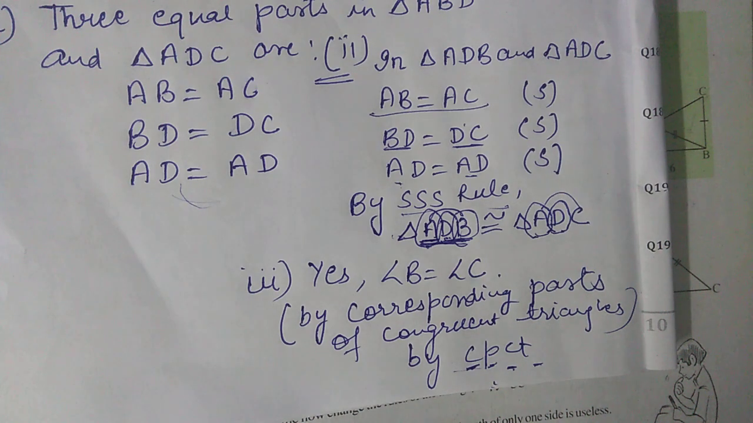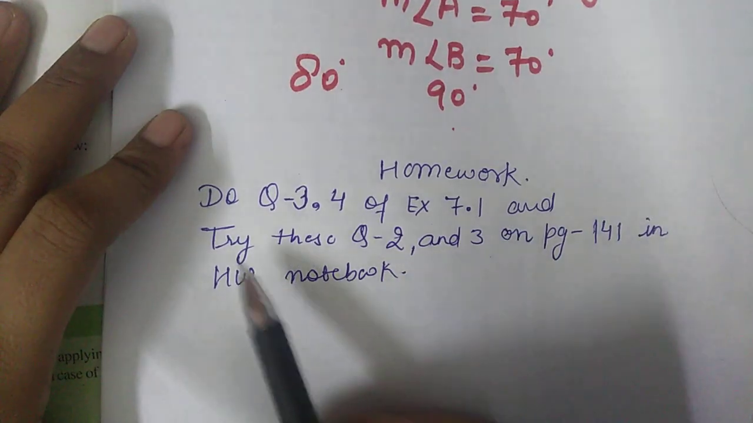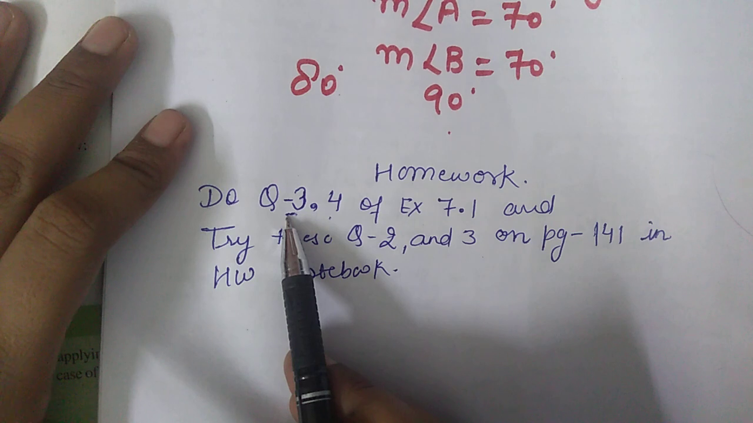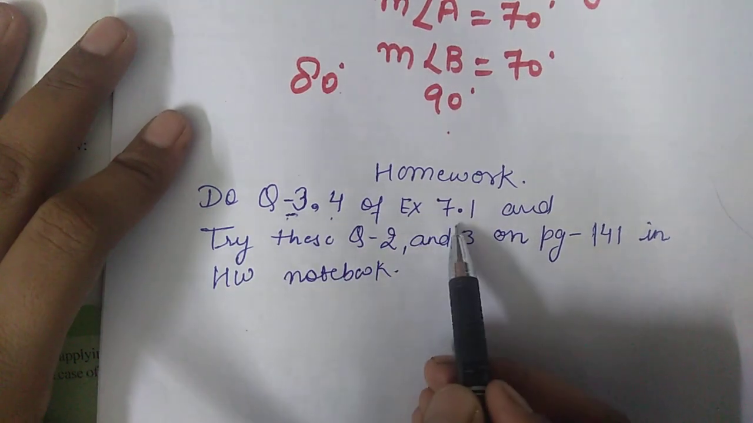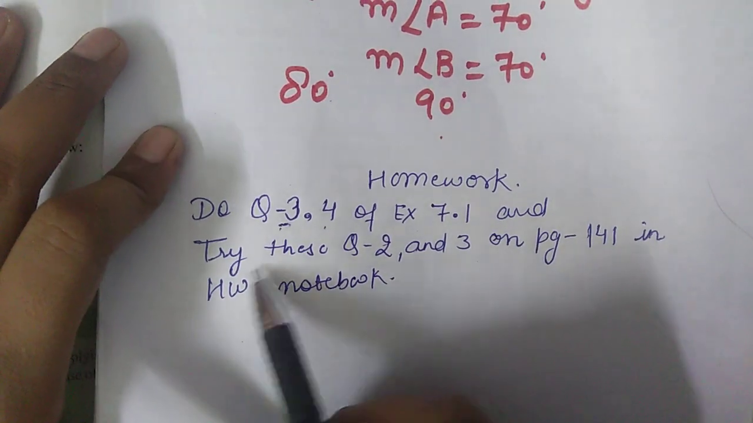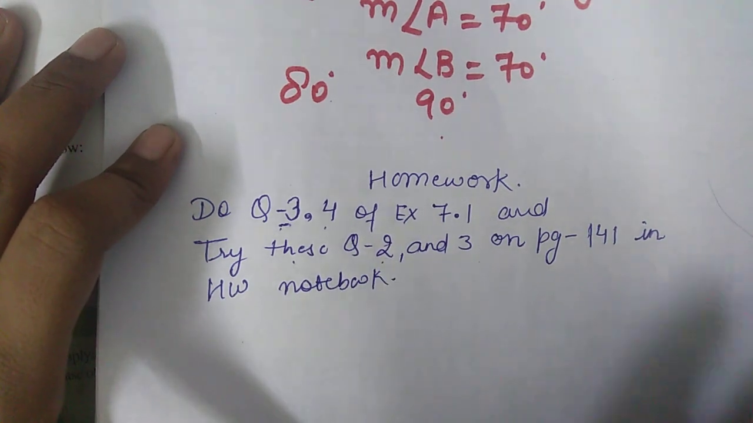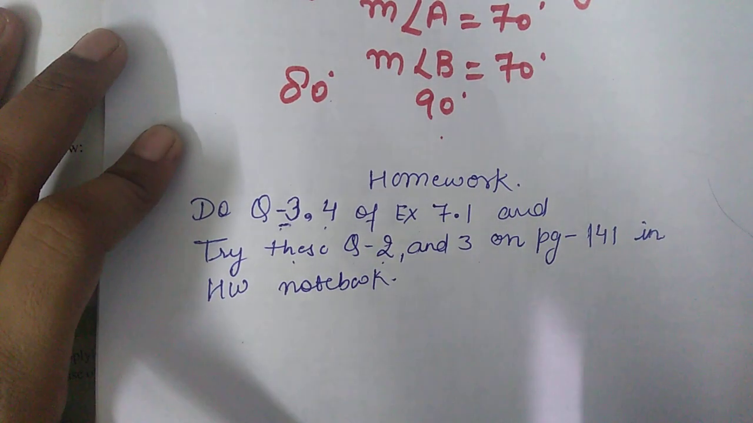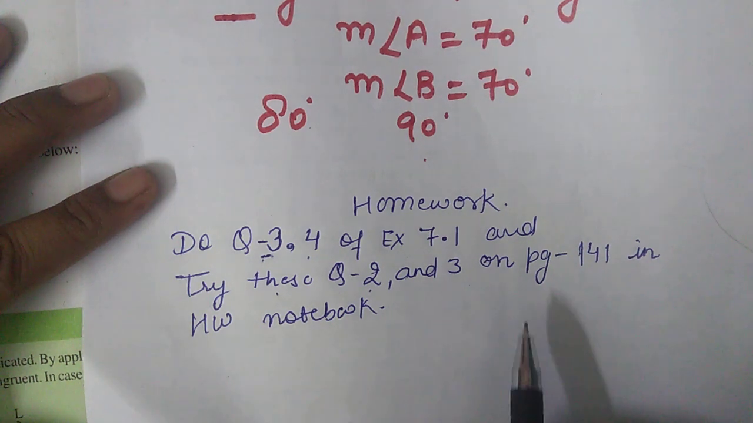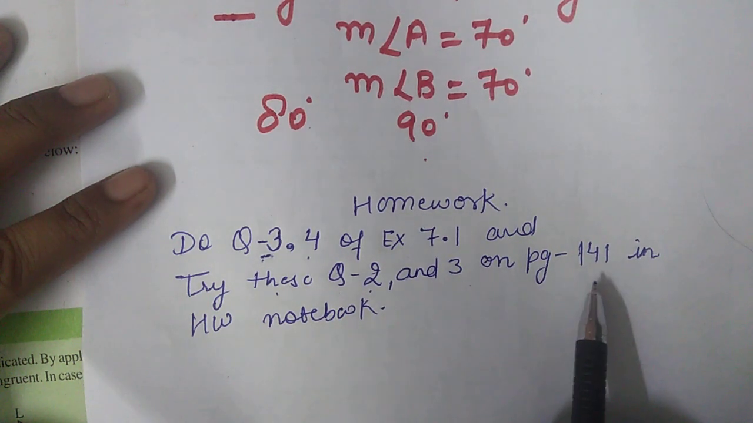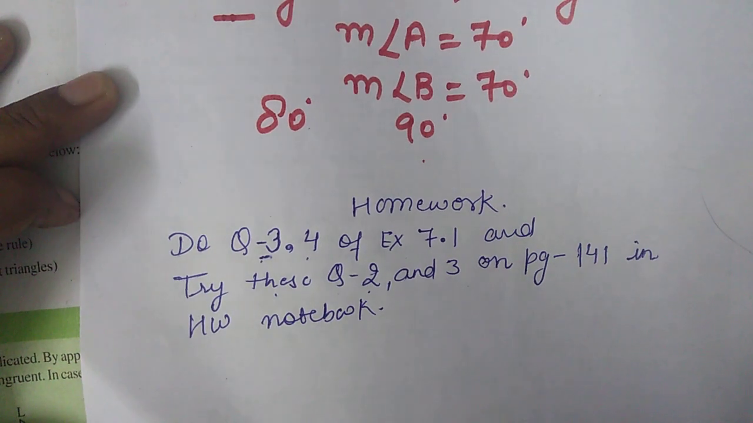Okay, now come to the homework. Your homework is to do questions number 3 and 4 of exercise 7.1, which I have already explained, and try these. Question number 2 I have also explained completely, and you have to write it the same way. And question 3 on page number 141. These are the Try These questions given on this page, to be done in your homework notebook.